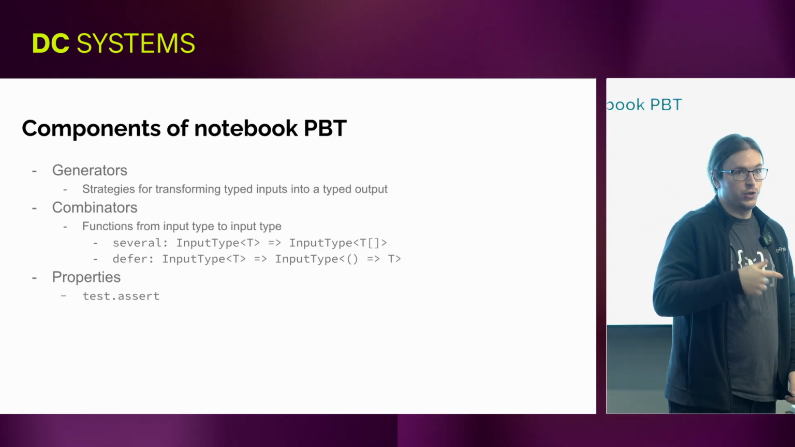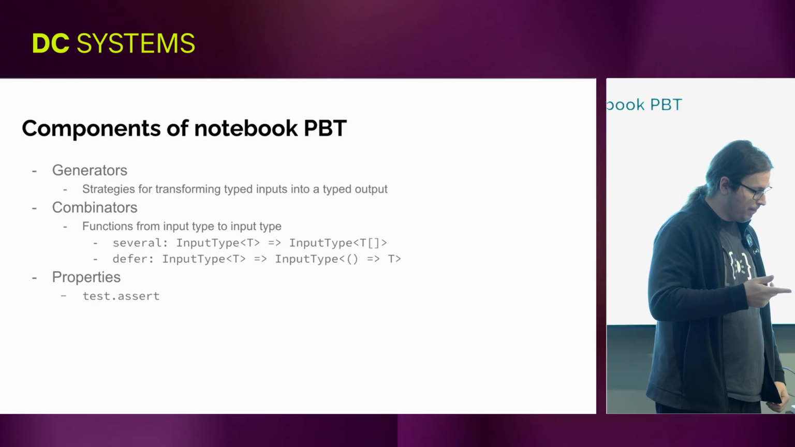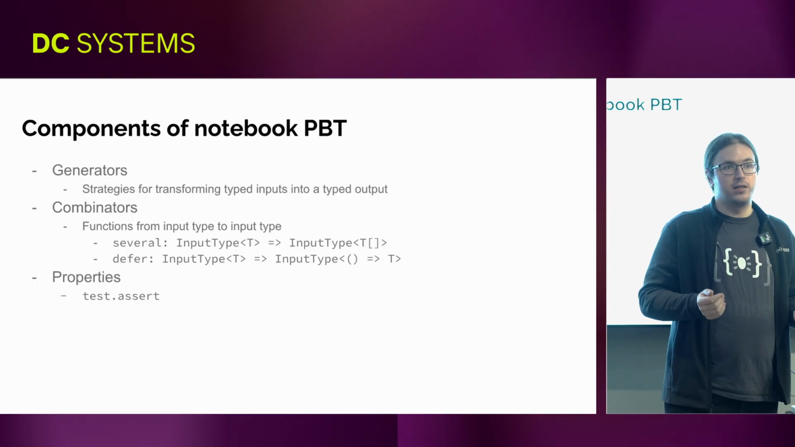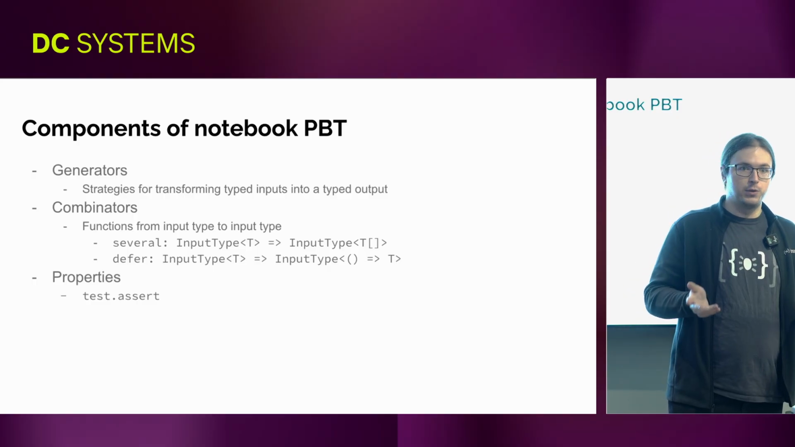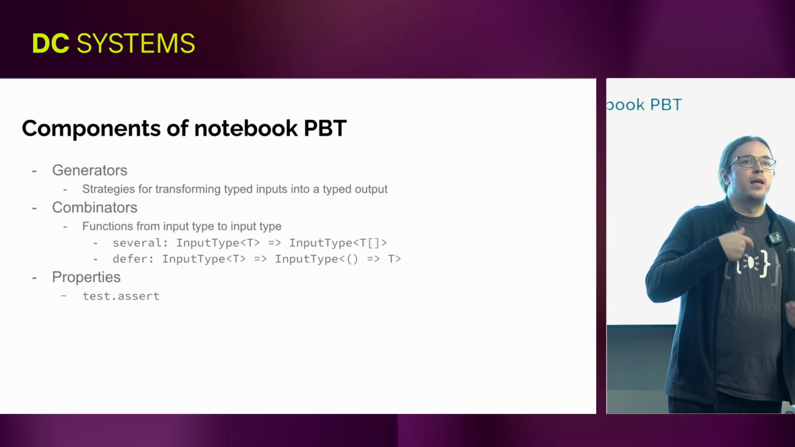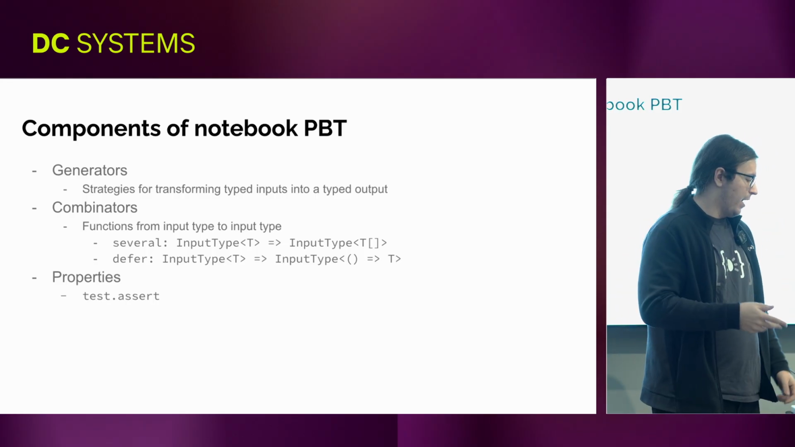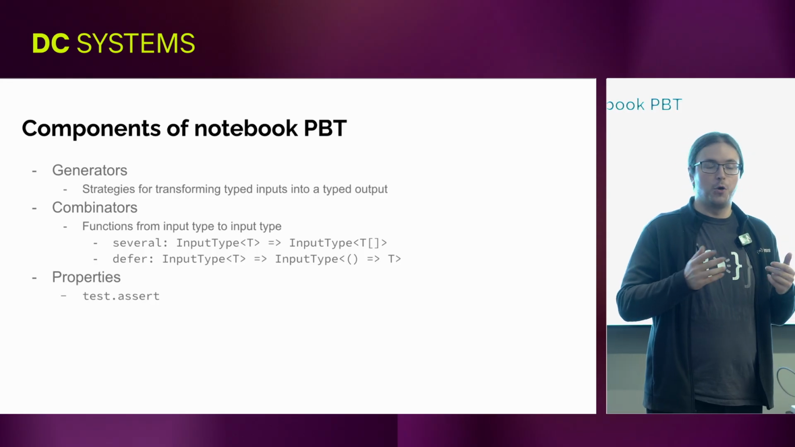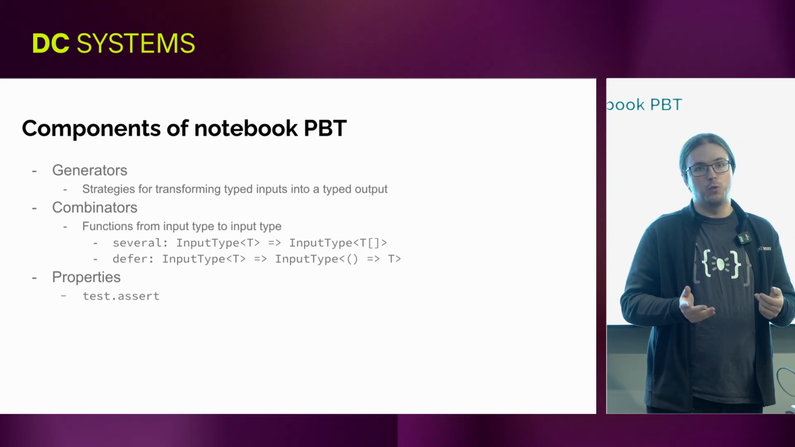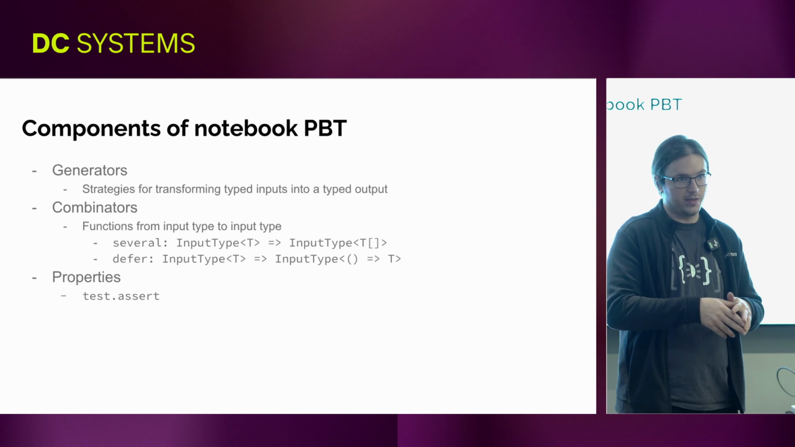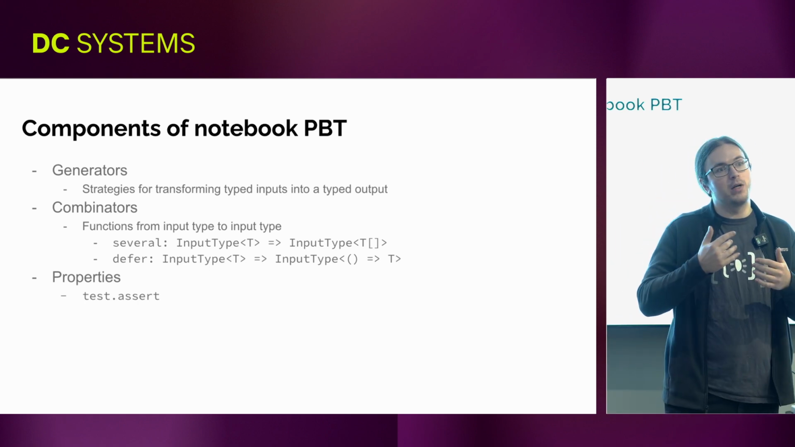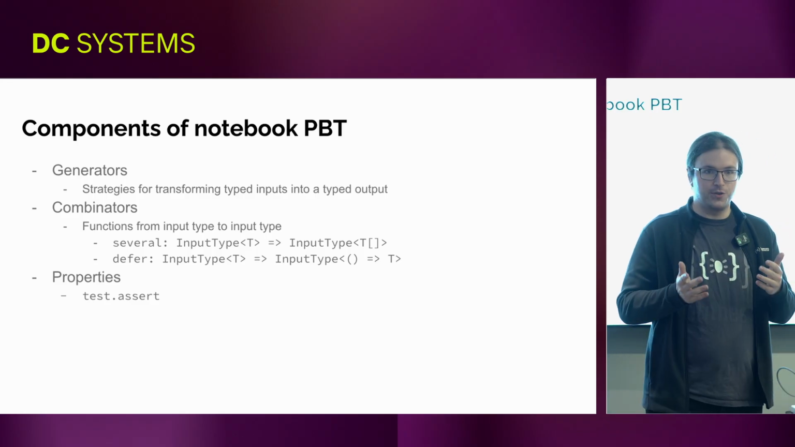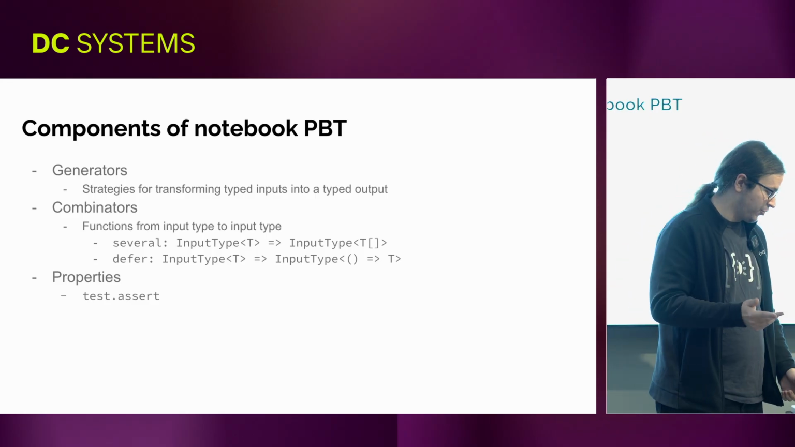We have combinators, which are functions from input type to input type. So a several of number would give you an array of numbers, and the system itself will decide how many elements that array will have. And we have defer, which will give you a defer of number, for example, would give you a function from no arguments to a number. And this is really nice if you want to, for example, defer some complex computation if you're not sure you're going to need it, or if you want to produce the same object twice, but have them be technically different because you're testing something like equality hash.